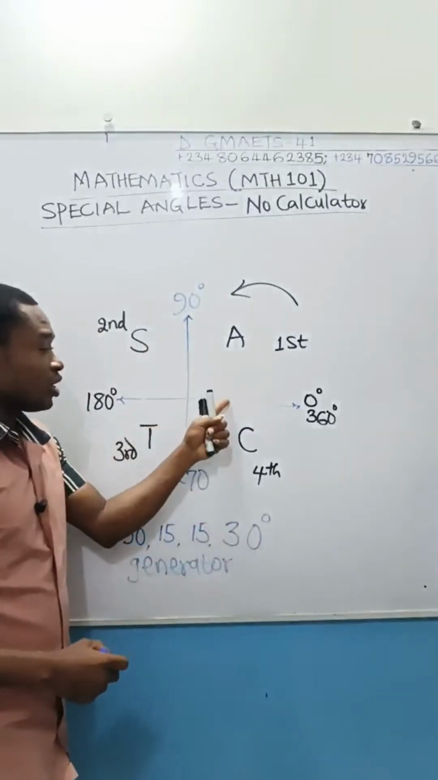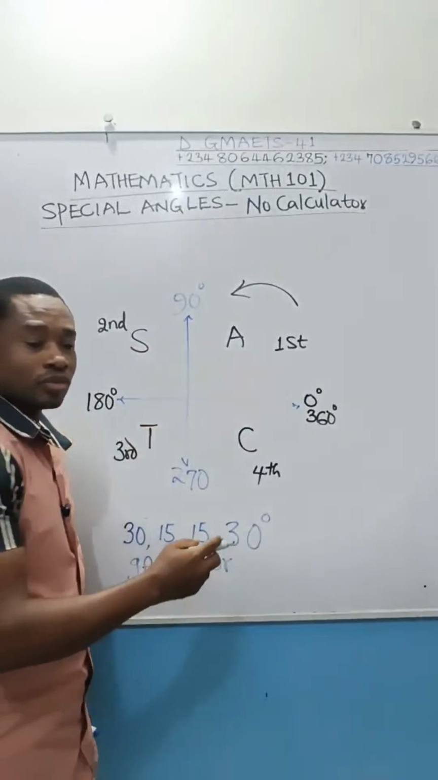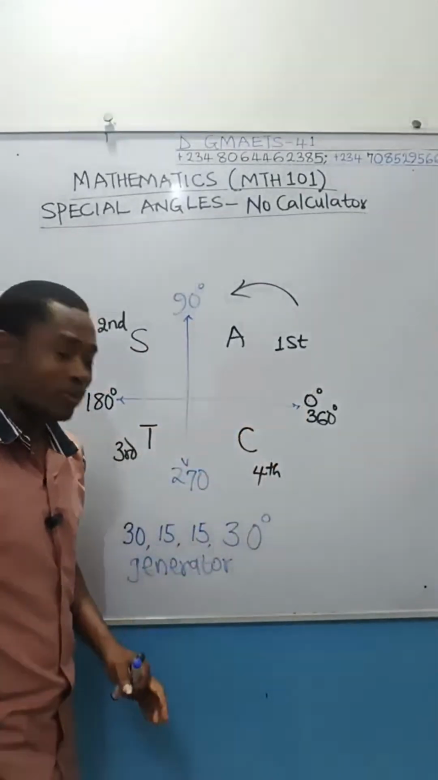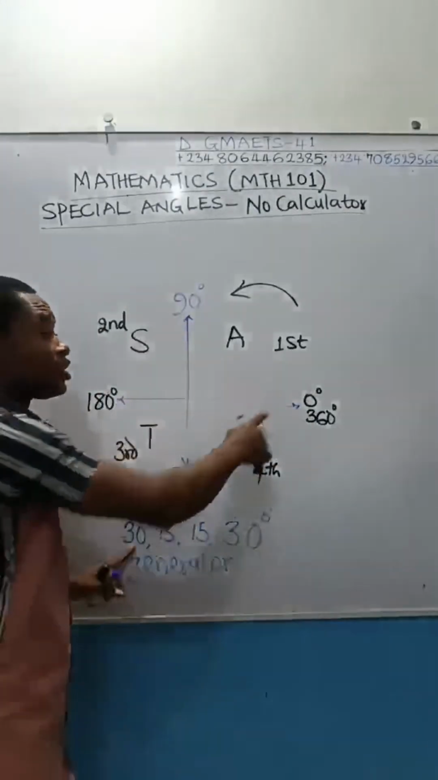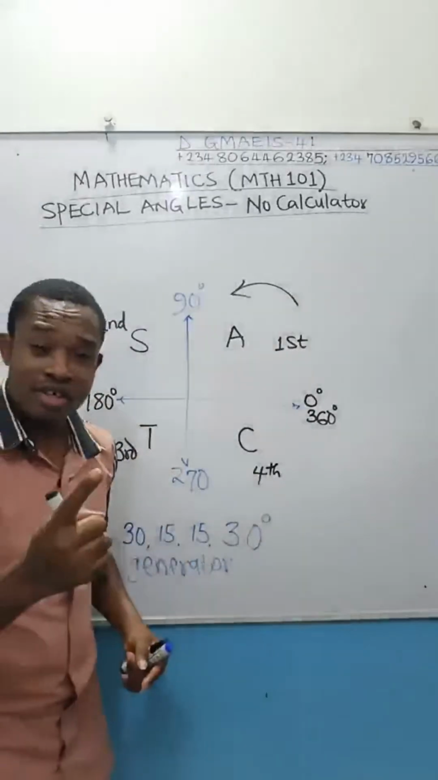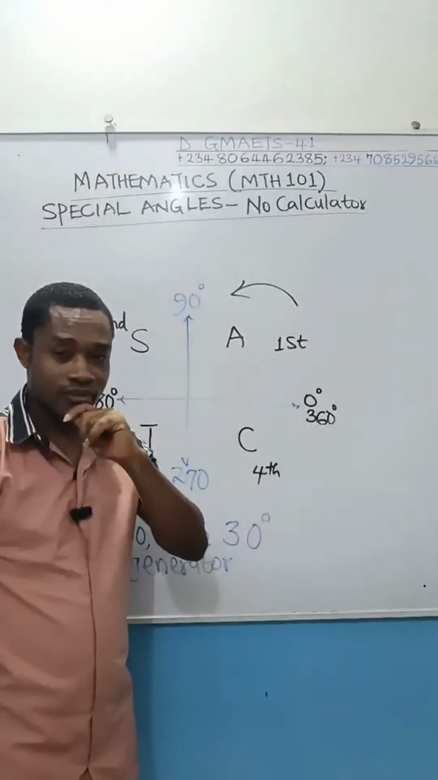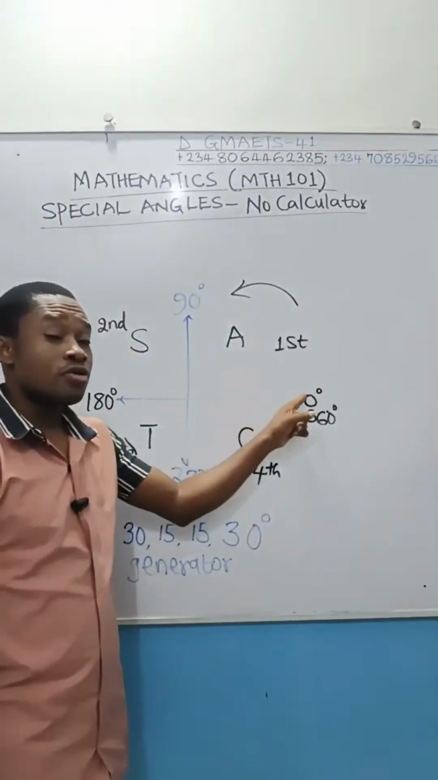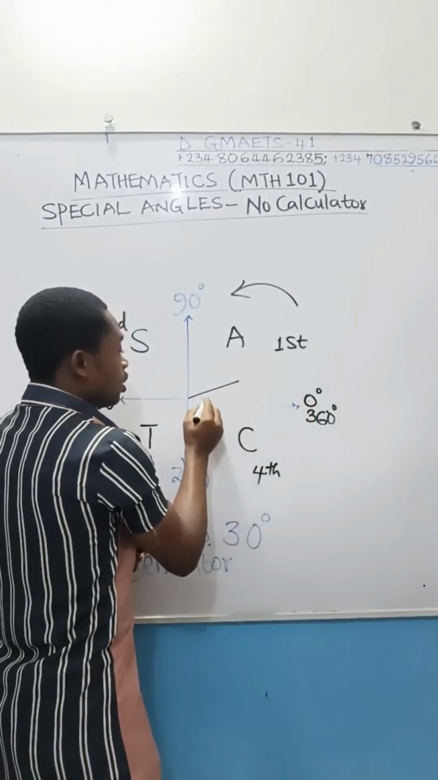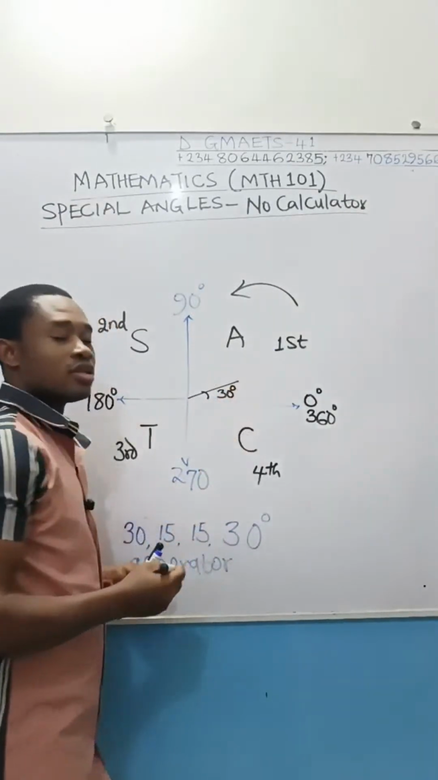Now let us start from here. You move this way. What is going to be your first special angle? The first special angle from 0 degrees is obtained by adding 30 degrees to 0. The first special angle is obtained by adding what degree to 0? I say 30. Remember, 0 is our starting point. If you add 30 to 0, you are going to get 30 degrees. So our first special angle after 0 is going to be what? 30 degrees.